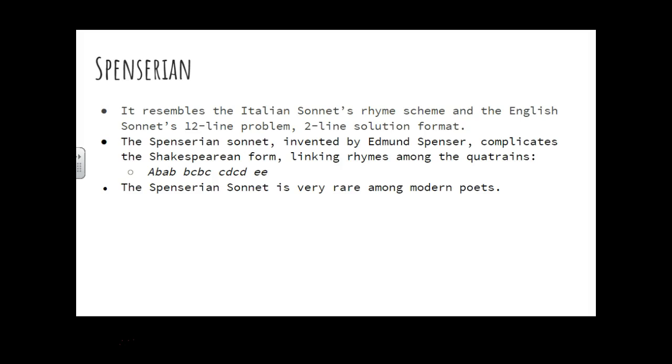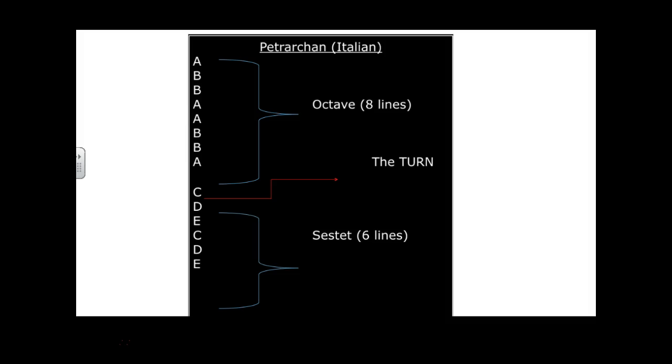So, third, the last type of sonnet is a Spenserian. Okay? This was introduced by Edmund Spenser. Fun fact, okay, he wrote a lot of sonnets. So it resembles the Italian sonnet's rhyme scheme and the English sonnet's 12-line problem, 2-line solution format, okay? So what does that mean? It has the same rhyme scheme as the Italian sonnet. But it has the same type of format as the 12-line and then the couplet, okay?